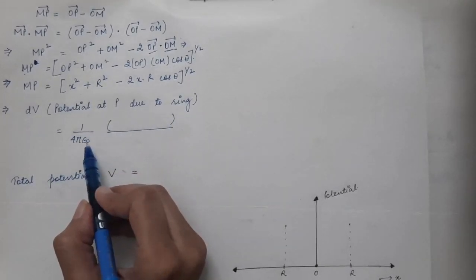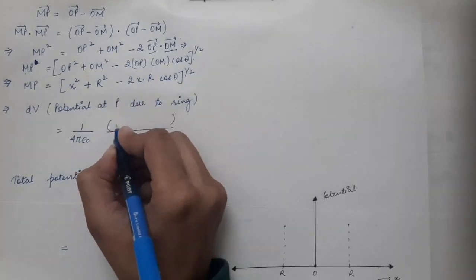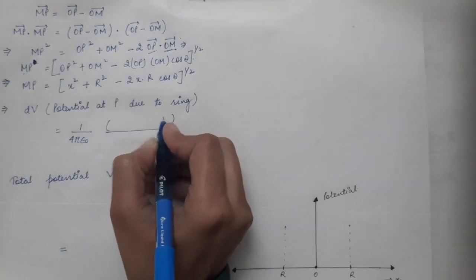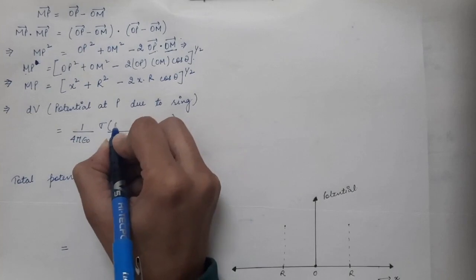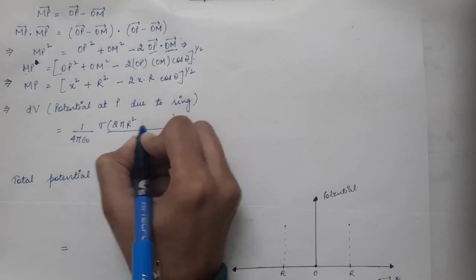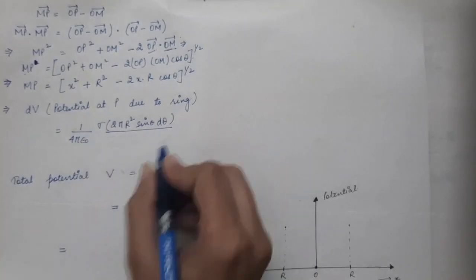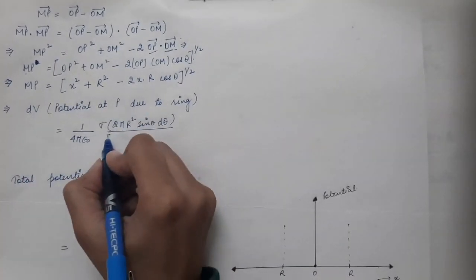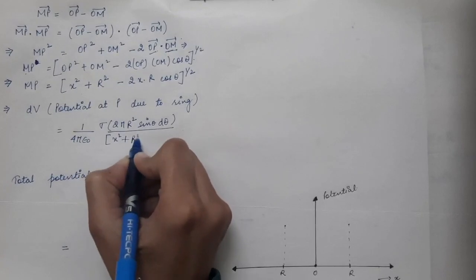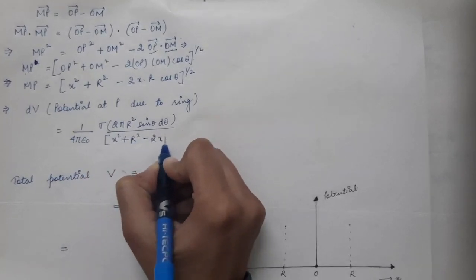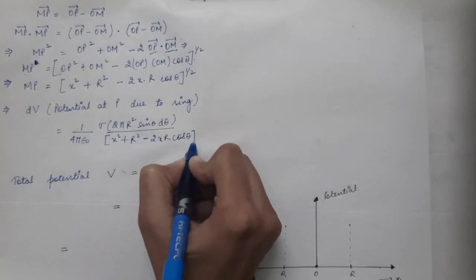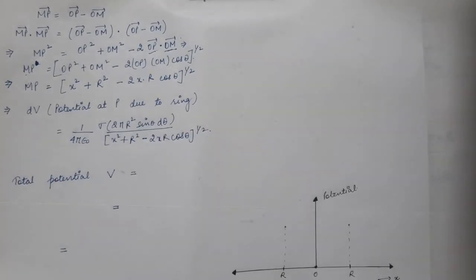So the potential at point P due to the elementary ring will come out to be 1 by 4 pi epsilon naught into the charge on the ring that we have already solved, which is sigma into 2 pi R square sine of theta d theta, divided by MP, and MP came out to be x square plus R square minus 2xR cos of theta, power 1 by 2.